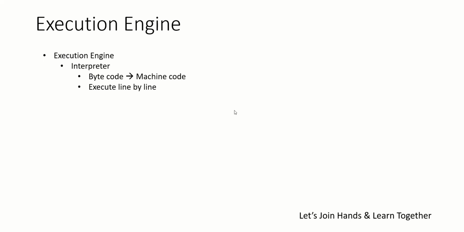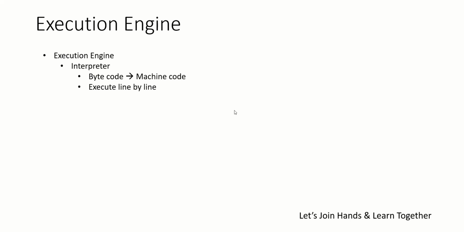The problem here is, consider I have a method that I am calling and executing. The first time I call and execute it, inside the method, the first line's byte code is converted to machine code and executed, then the second line's byte code to machine code, and so on. That is how it will execute. And if I call the same method a second time, it will do the same operation. Third time, same operation.